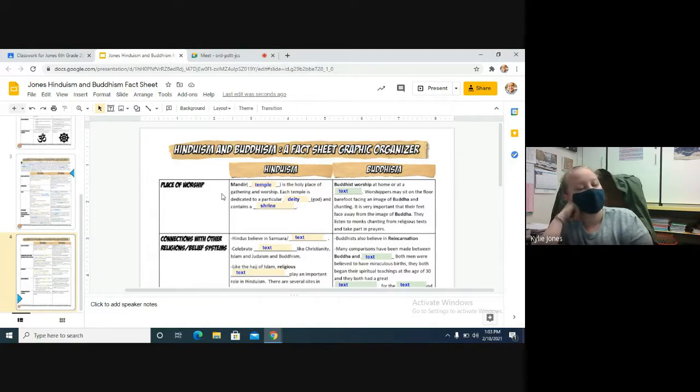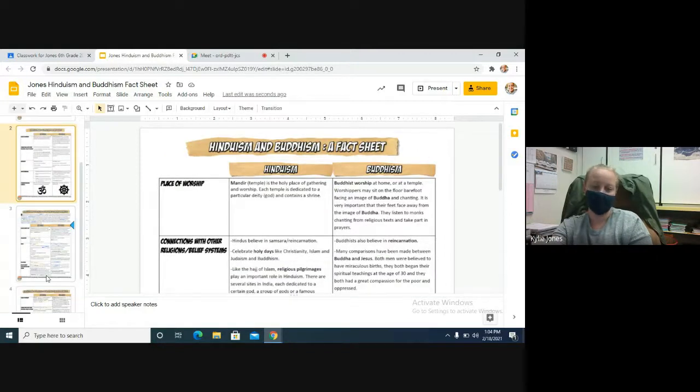Okay. So Hindus will go to temple, and each temple is dedicated to a particular god or a particular deity, and it will contain a shrine to that god or deity as well. Do we turn this in? No, because you're gonna need it tomorrow. And then for Buddhism, their place of worship, it says Buddhist worship at home or at blank. At a temple as well.